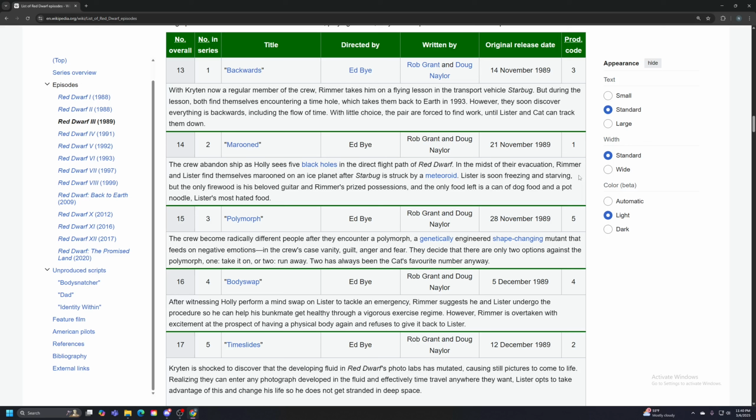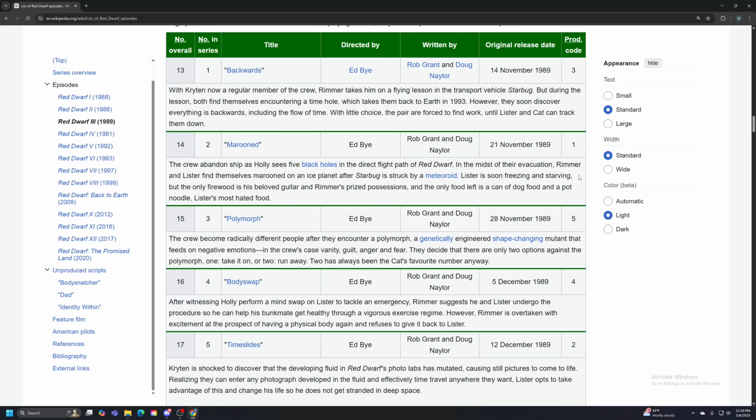Episode 2, Marooned, aired on 21st November of 1989. The crew abandons ship as Holly sees 5 black holes in the direct flight path of Red Dwarf. In the midst of their evacuation, Rimmer and Lister find themselves marooned on an ice planet after Starbug is struck by a meteoroid. Lister is soon freezing and starving, but the only firewood is his beloved guitar and Rimmer's prized possessions, and the only food left is a can of dog food and a pot noodle. Lister's most hated food.